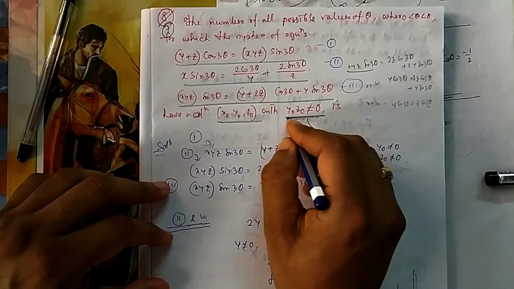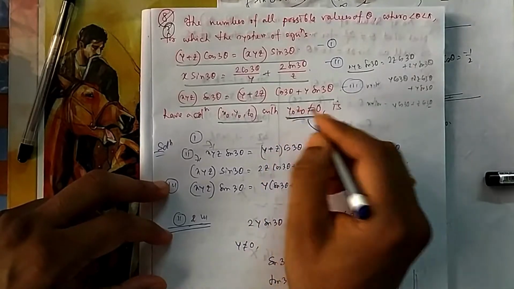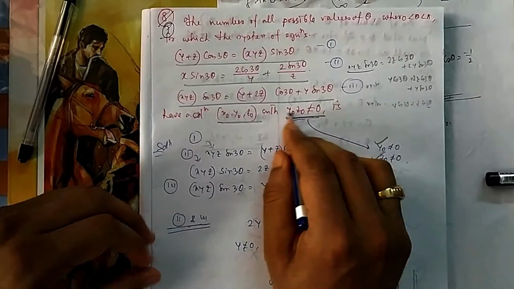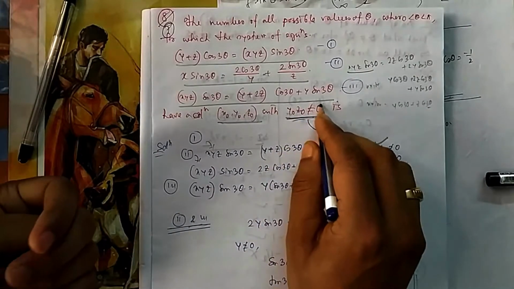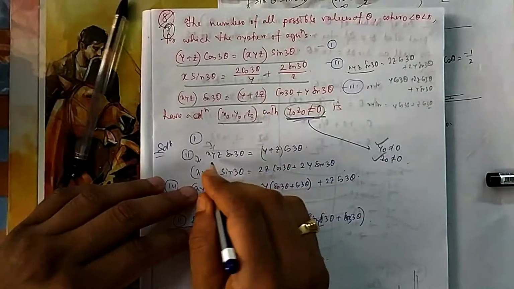What is the meaning of this? y0, z0 is not equal to 0. That means either one cannot be 0. That means this one cannot be 0, this one also cannot be 0. If either one is 0, then the product will be 0. The meaning of this is you cannot have both these two 0. Okay. So this is the first equation you have.